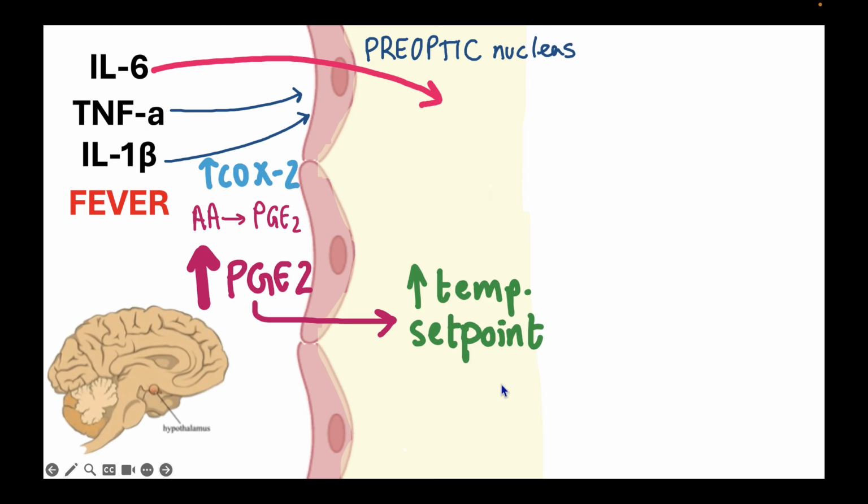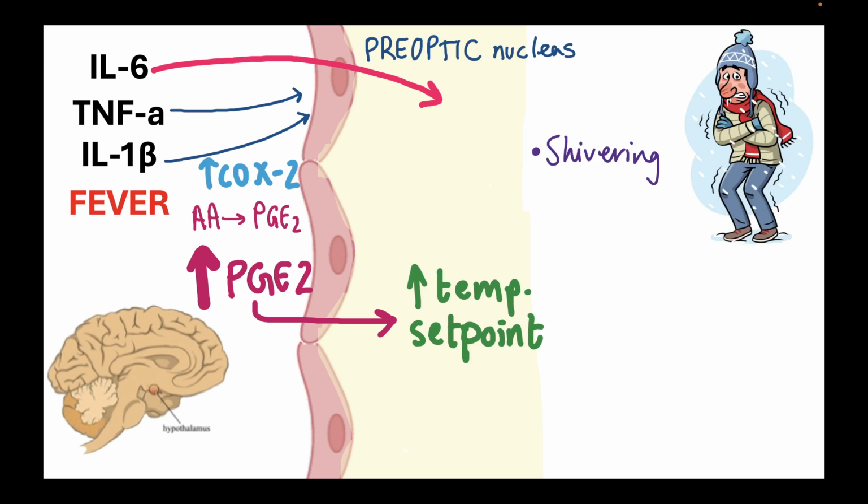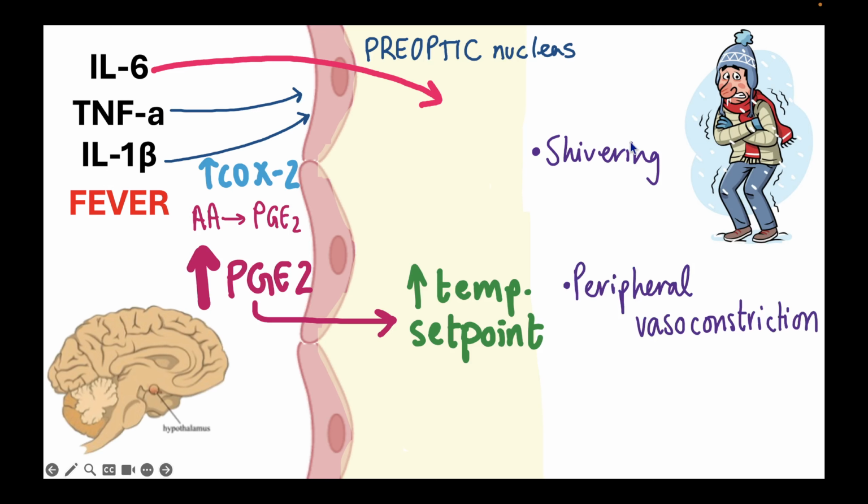So when the temperature set point increases, now the whole body is trying to increase its temperature. So what is it gonna do? First of all, it's gonna shiver, okay? So the muscles are gonna shiver. Why? Because when you move something, it increases in temperature, okay? So shivering is one thing, and peripheral vasoconstriction.